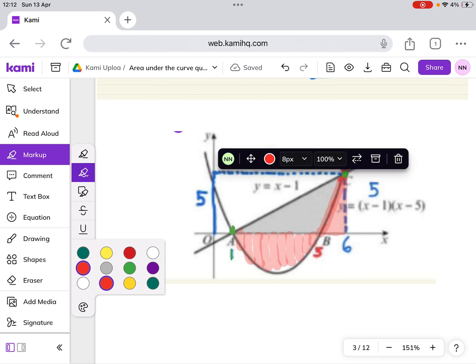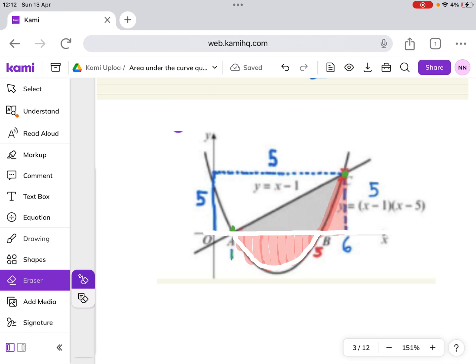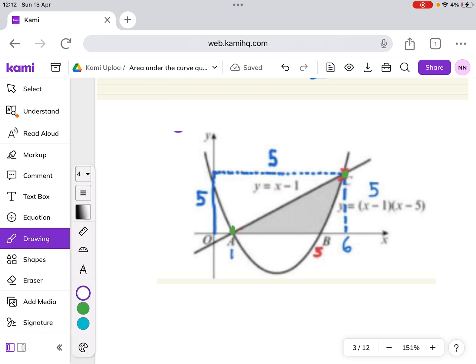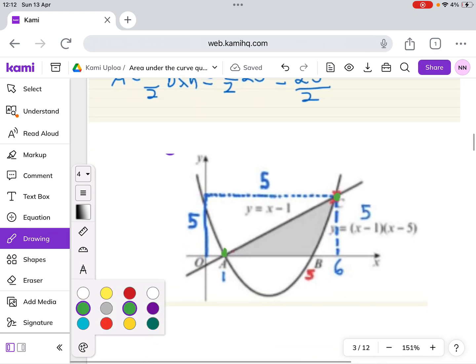It would be a negative answer of our integration, but it would be the area between the curve and the x-axis, which is what you must remember every time. It's between the curve and the x-axis. So all we need to do now is to find out the area of the big triangle, and as you can see, I think my student's done it right, half base times height.